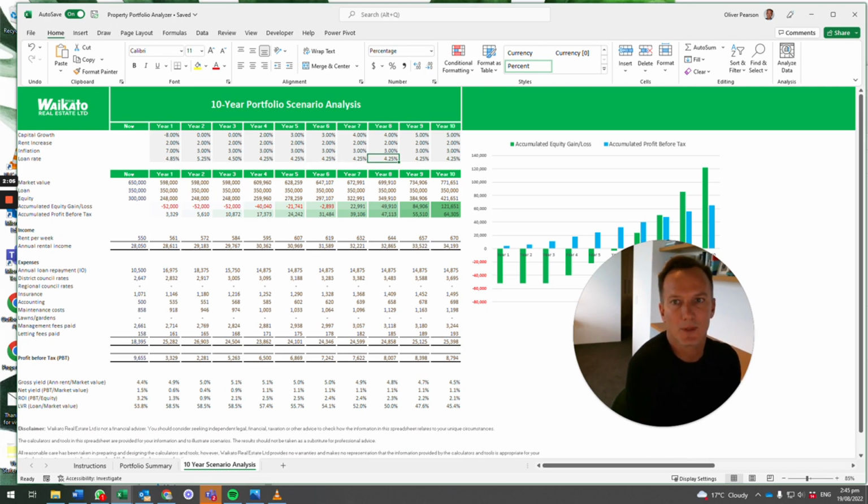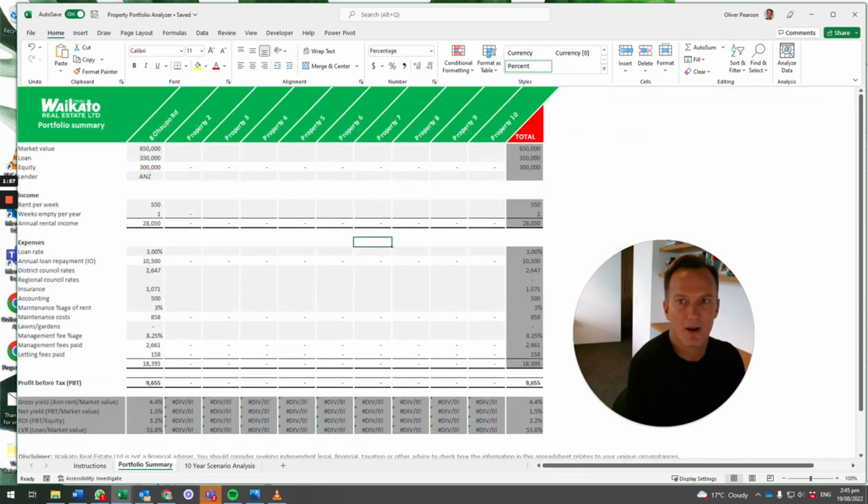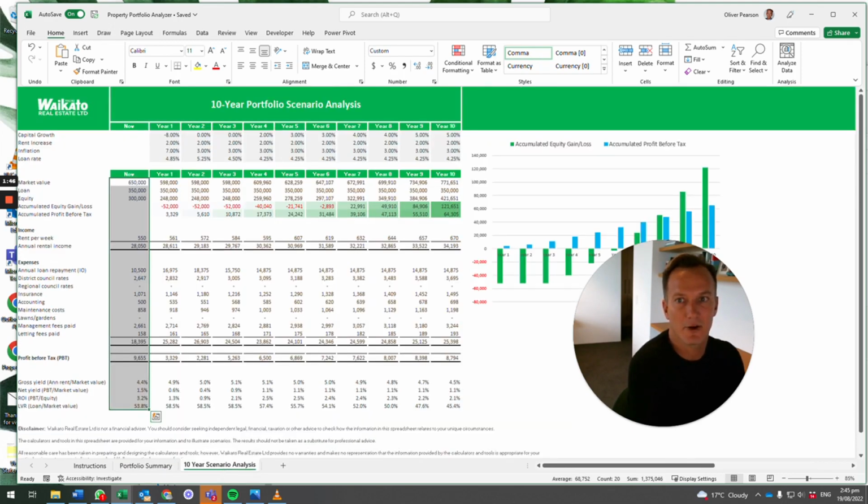Okay, so then what we do here is we've dragged in all the data that we pumped into the spreadsheet earlier. So that's grabbing through the totals here. Whether you're analyzing one property or many properties, the total will show up on the right hand side, and then it'll feed through to our scenario analysis tab here.